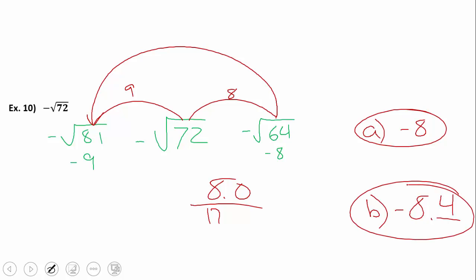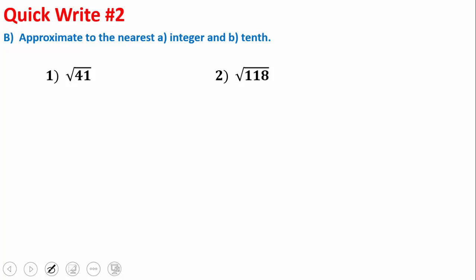And that's how it's done, people. It's pretty straightforward. We've got to practice it a couple times. So let's go to our quick write, which says you're going to do these two, the square root of 41 and then the square root of 118. I'll do a negative one in class, but I want you to practice on these two. Very important. So the square root of 41, the square root of 118. Remember, target number. Get the one perfect square that comes before, the perfect square that comes after, and practice those things that I just showed you. All right, get a quick break after you're done with those two, and then come back for our last video tonight.